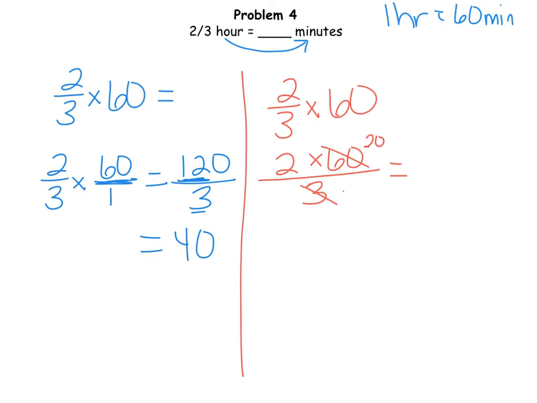3 divided by 3 is 1. So 2 times 20 is 40 over 1, which is equal to 40. So 2/3 of an hour is equal to 40 minutes. Make sure you showed all your work.